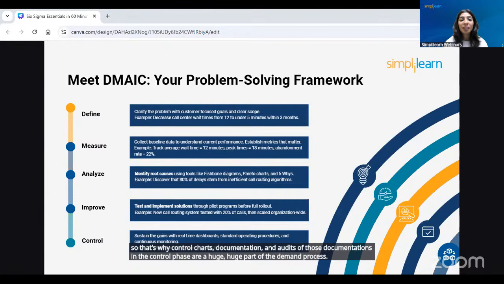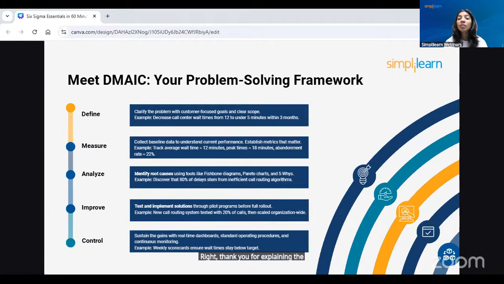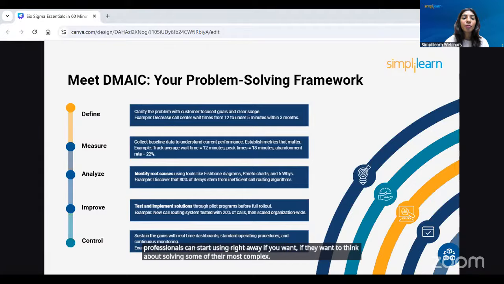Right. Thank you for explaining the problem-solving framework with a lot of examples, which actually clarified a lot of concepts for the audience and me as well. One of the other things that we all could relate to is that we all sit in meetings and everyone agrees that there's a problem, but no one has a clear, structured way to break it down or solve it. So, Rex, could you walk us through some of the most powerful tools professionals can start using right away if they want to think about solving some of their most complex problems?